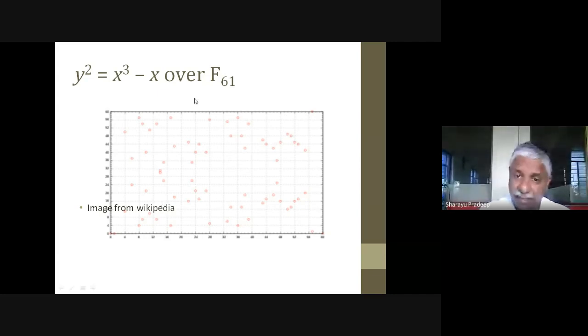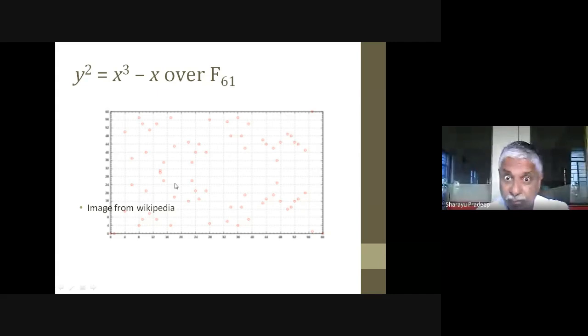So over F61, 61 is a prime number. I have plotted this curve y square equals x cube minus x. That means it doesn't look like a curve because there are specific points. You put x equal to 8, then you see what is y: 8 cube minus 8 over 61. That means you divide by 61 and find the remainder. This is from Wikipedia. This is the curve.